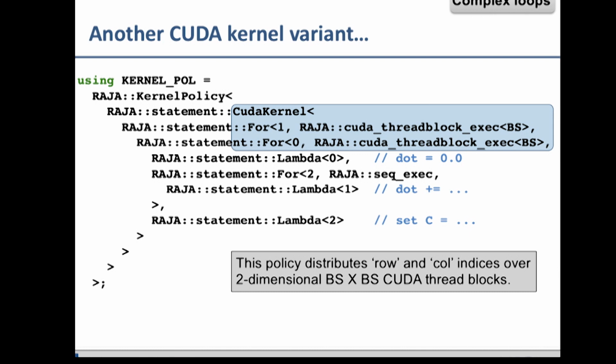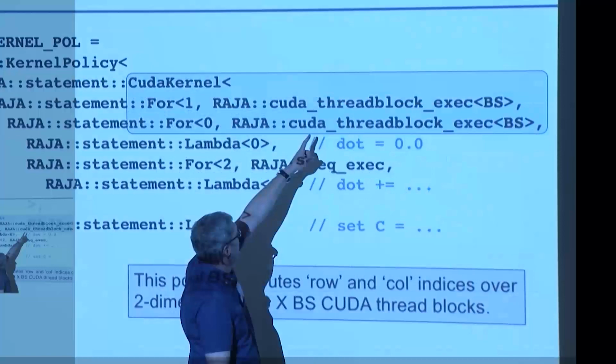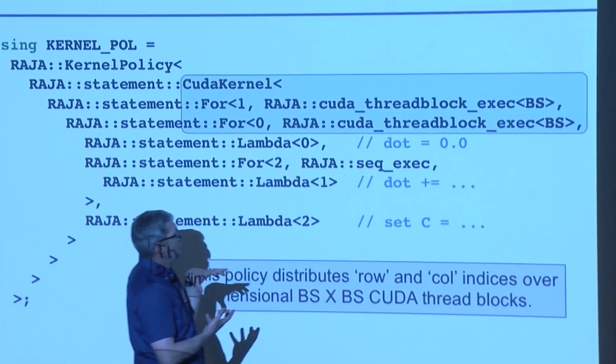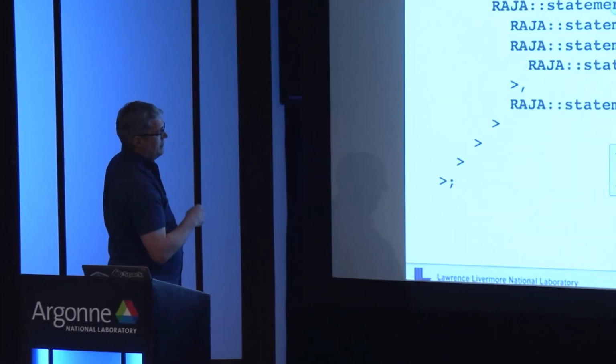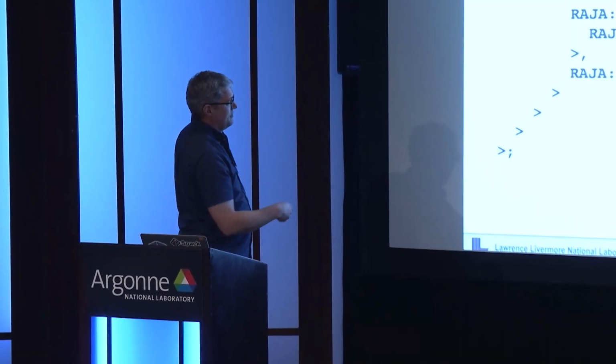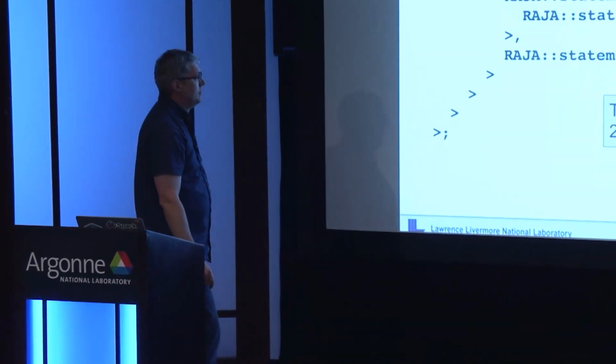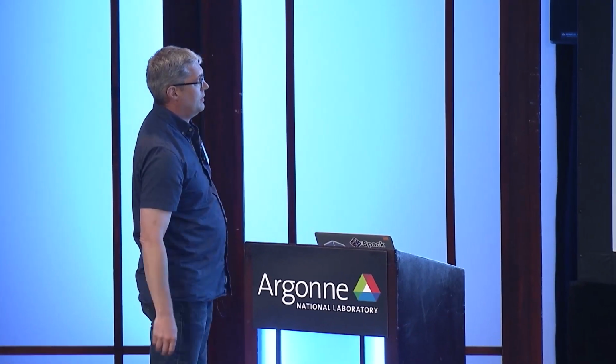So here's just another example. What we're doing here is the same kind of thing. We're keeping all the same ordering and everything, but we're distributing the iterations over two-dimensional thread blocks of some size parameter that we get. It's BS, but it means block size. I just didn't have enough room to put it, but that's what it means. It's block size times block size. So it's a two-dimensional thread block now.